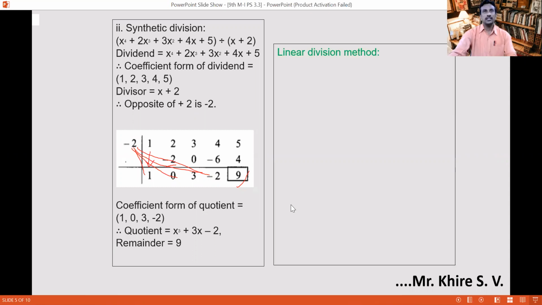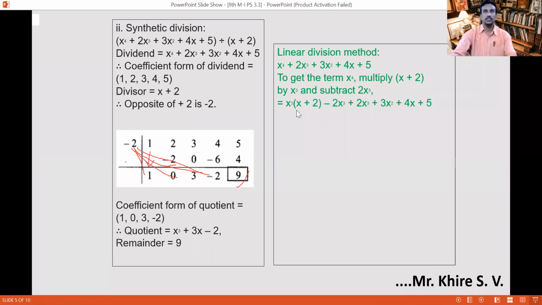Now, similarly, the same example is solved by using the long division method also. X raised to 4 plus 2x cube plus 3x square plus 4x plus 5 divided by x plus 2. Now, to get the term x raised to 4, multiply x plus 2 by x cube. We have to get x raised to 4. x cube into x is x raised to 4. Therefore, multiply x plus 2 by x cube.